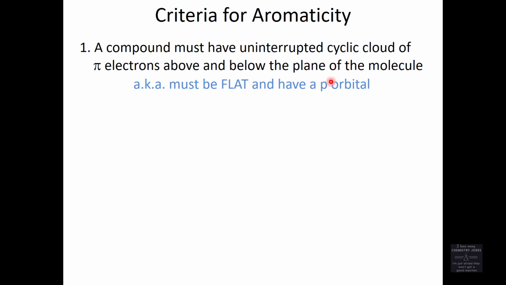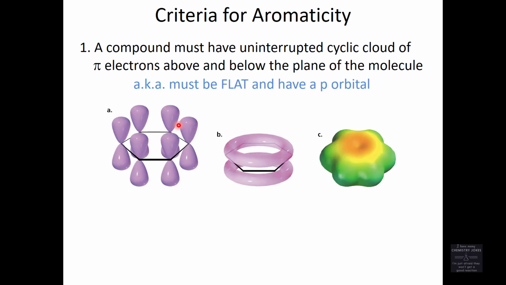So in order to be aromatic, you have to have these p orbitals so that you can have an uninterrupted pi cloud. So this little purple ring in the middle is trying to show you the distribution of the pi cloud. Picture A shows you individual p orbitals around the cyclohexane thing, benzene, and then B shows you the uninterrupted pi cloud. In order to be aromatic, you have to have an uninterrupted pi cloud like that. So it's got to be a donut above and below the plane of the molecule to be aromatic.